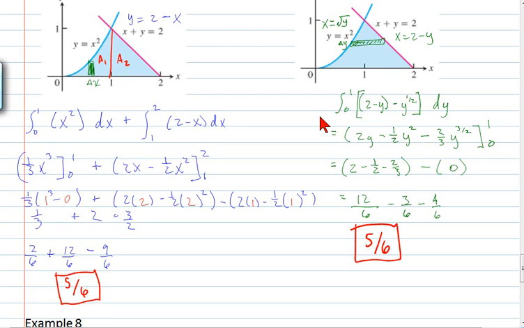So look at the problem whenever you're asked to find the area of a bounded region and decide which would be the best way to set this up, as a dy problem or a dx problem.